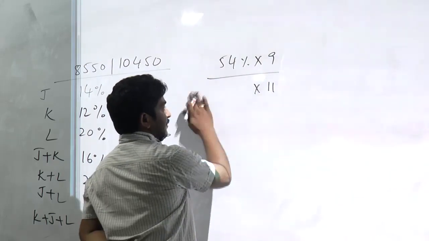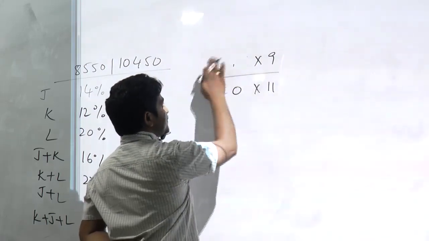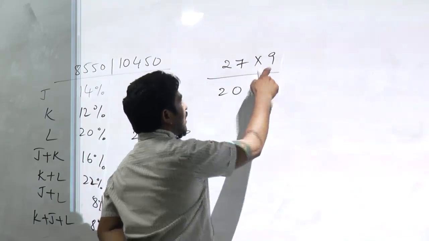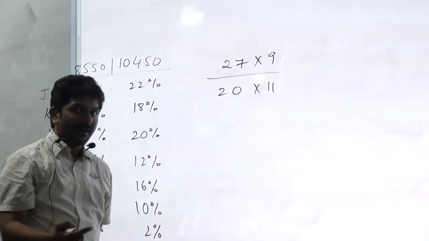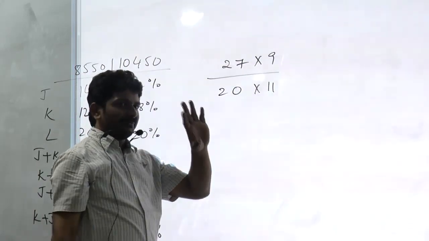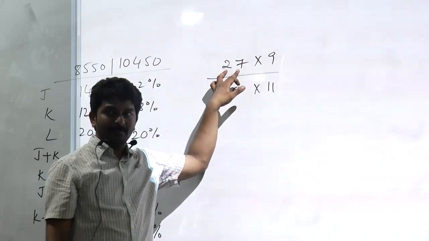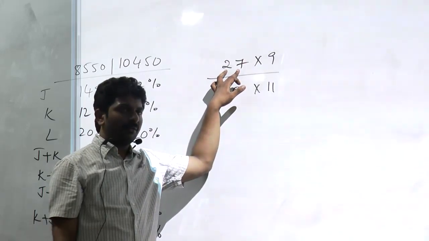How many times? 27 times. 27 times of what? 9. Right? You can calculate like this: 27 times 9 is 10 times minus 1 time. That is one way.